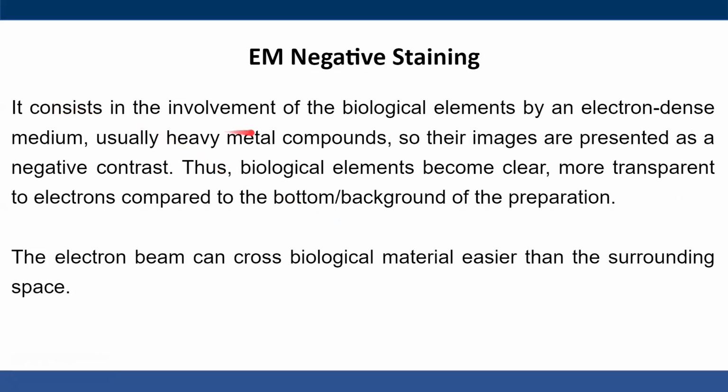It consists of the embedding of biological elements in an electron-dense medium, usually, as I said, heavy metal compounds. So the images are presented as a negative contrast. Biological elements become clear, more transparent to electrons, compared to the background of the preparation. So the electron beam of the electron microscope can cross biological material more easily than the surrounding space.